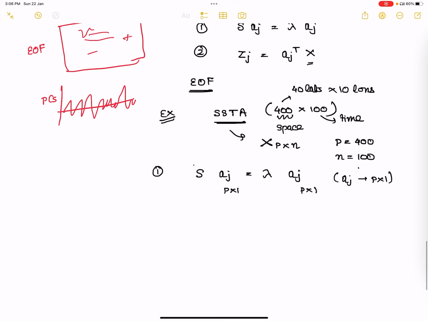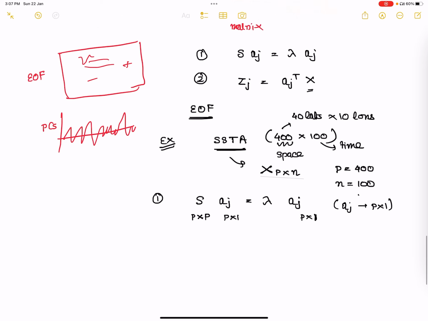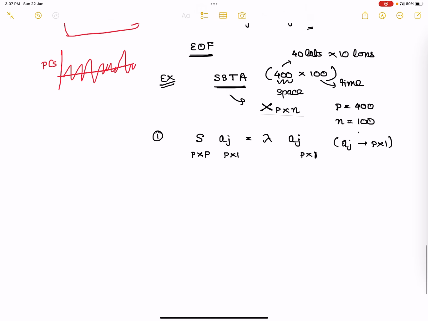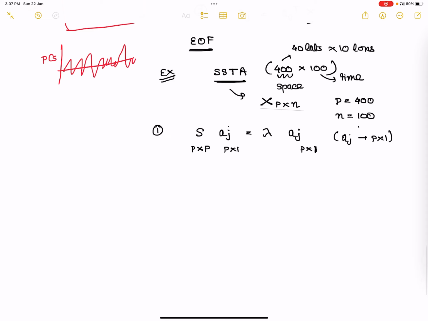Now S, which is a covariance matrix and a square matrix, has to be P by P. Then only this condition is satisfied. So this is P by 1, and this is also P by 1, because lambda is a constant value, the eigenvalue. Now here we can see that EOF is a spatial map. No time is included here. This is nothing but the EOF, the empirical orthogonal function, which are nothing but the eigenvectors.